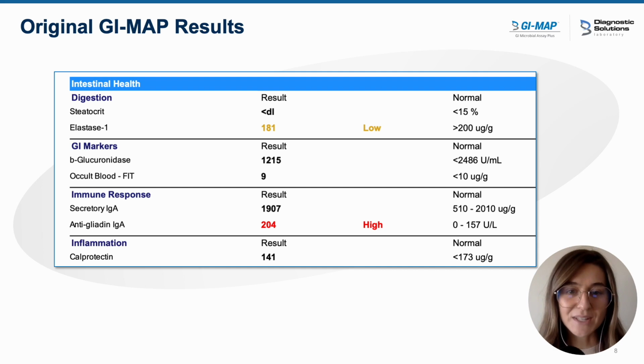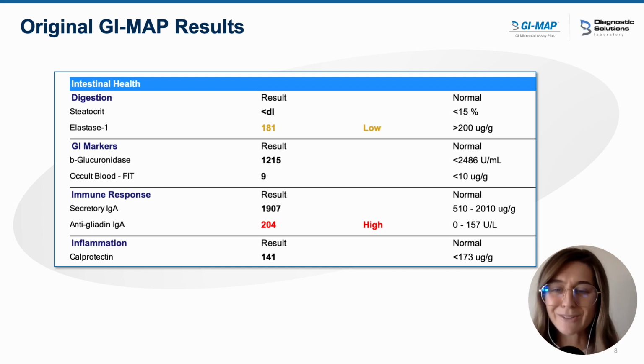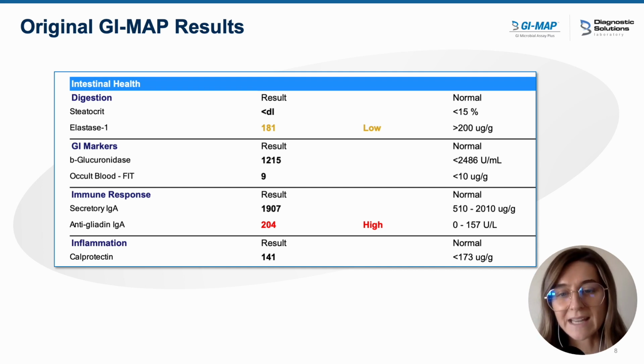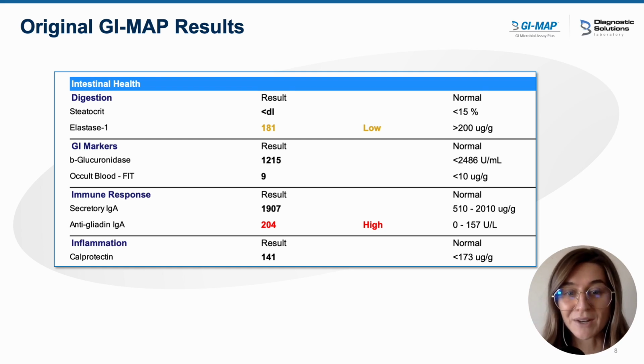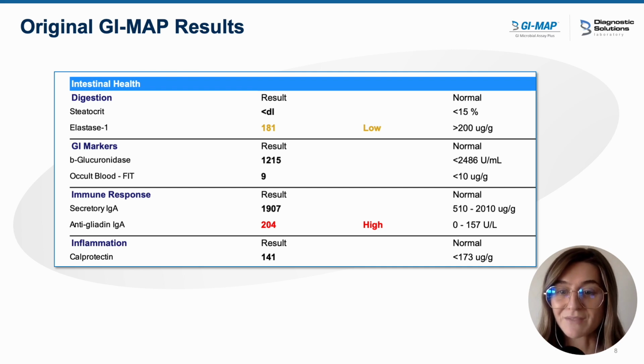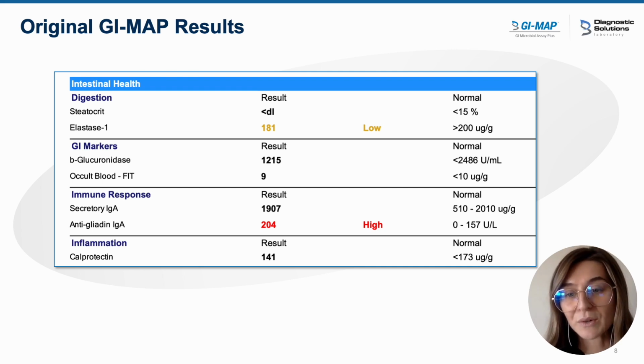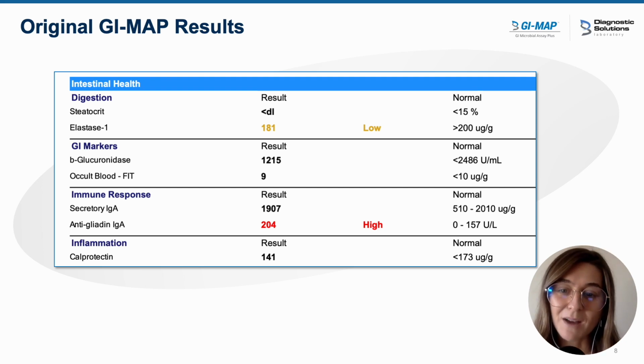And then I had, as you can see on this slide, a really low elastase level and an elevated anti-gliadin IgA. Although not flagged, it's still important to mention here that there was some occult blood that was positive in the sample. And there was also a calprotectin level of 141. We're going to talk about calprotectin during this webinar. There's a lot of discrepancies when it comes to actually reading and interpreting a calprotectin level.